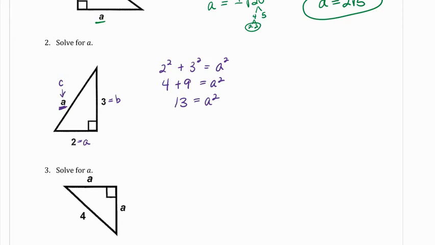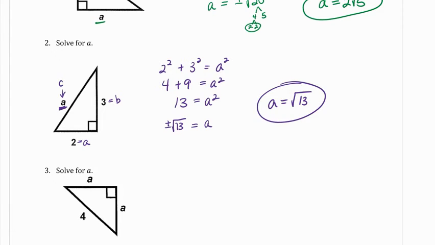So then to get a, we're going to take the square root of each side. So we get plus or minus radical 13. 13 is prime, so I can't simplify that. And again, we're looking for the length of the side of a triangle, so the positive radical 13 is the only one that makes sense.